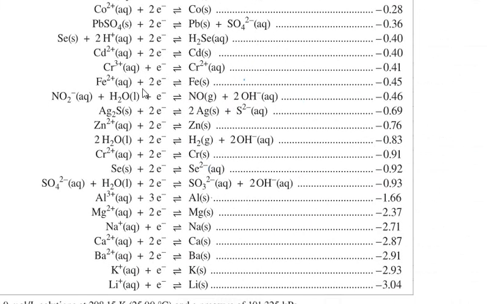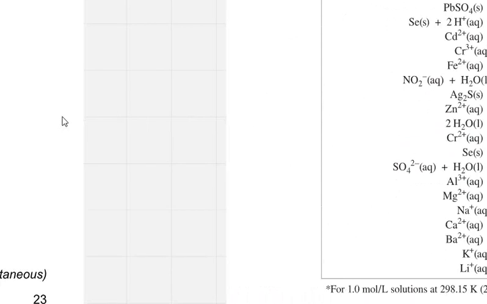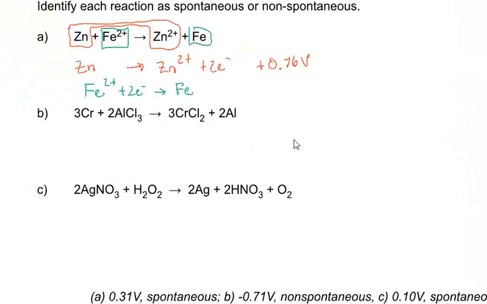Iron 2, here we are. Voltage is minus 0.45. And we're taking this one as it's written in the book from the ion to the metal, so we take this voltage as written. It's negative 0.45. So the iron part contributes negative 0.45 volts. When we add these together, we add the voltages together, and we get a total of positive 0.31 volts.